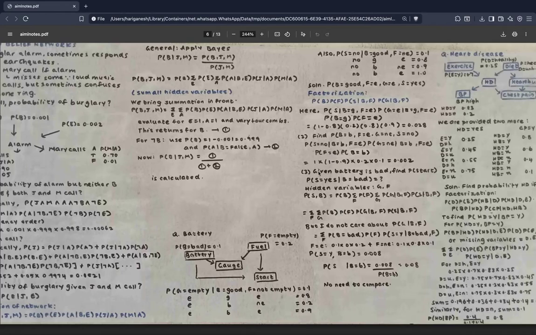The third type of question is given that the battery is bad, find the probability of the vehicle starting. So we mathematically express that as probability of S is equal to yes, given that B is bad.